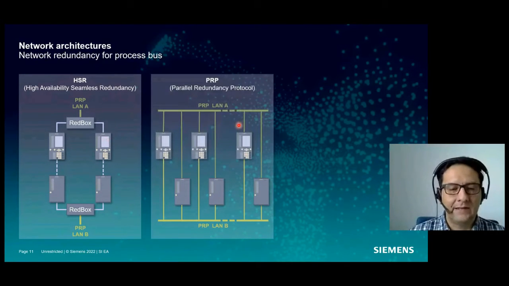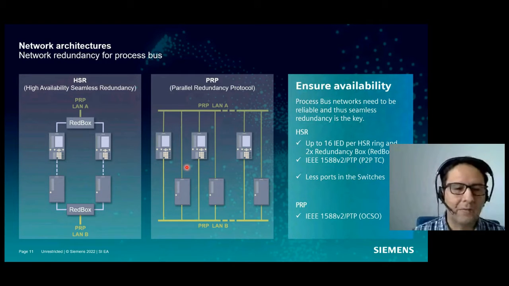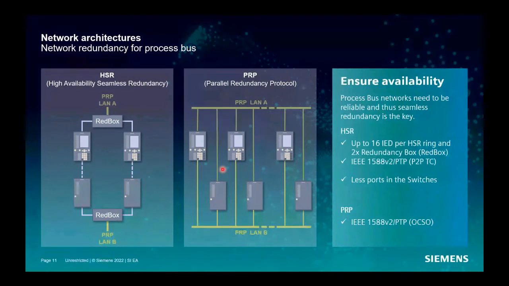Also, already from our previous development, the Parallel Redundancy Protocol for the process bus application. The advantage of now having HSR, of course, is that we are going to have fewer ports in the switches. It's one of the biggest advantages when we use High-availability Seamless Redundancy.